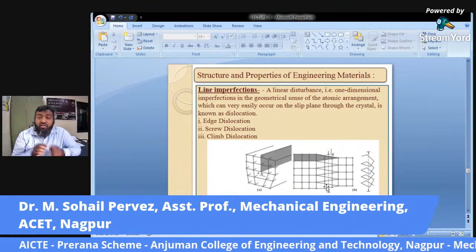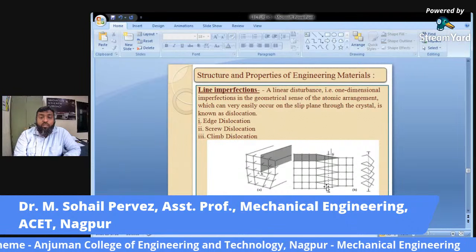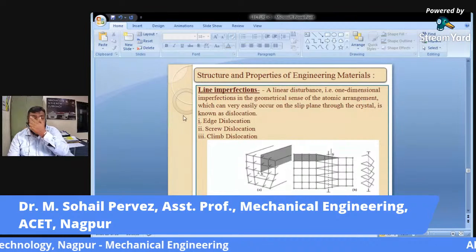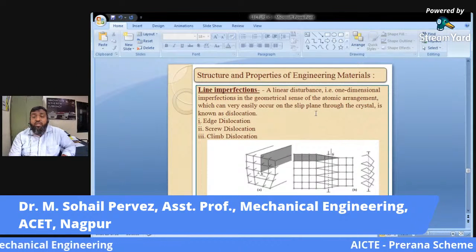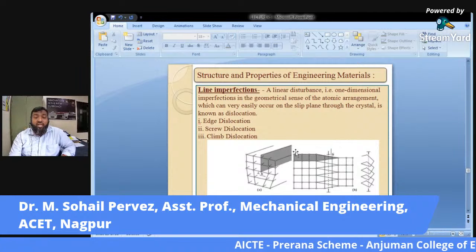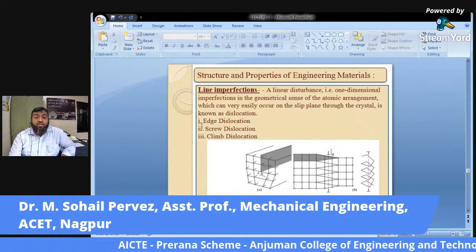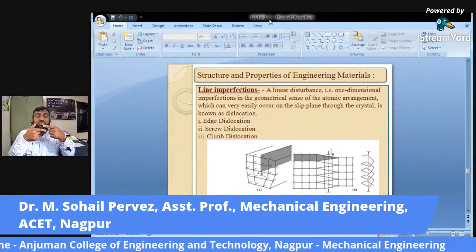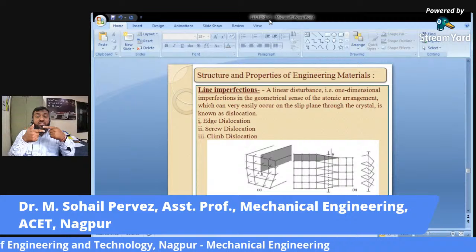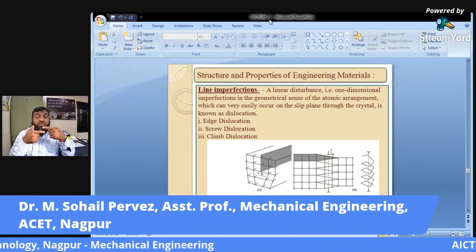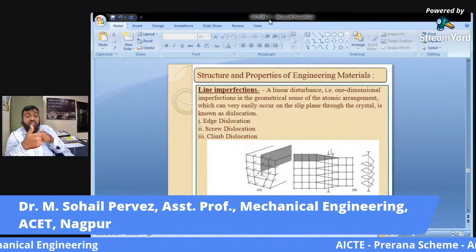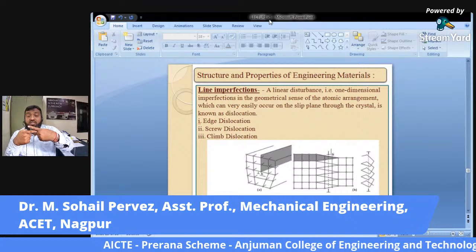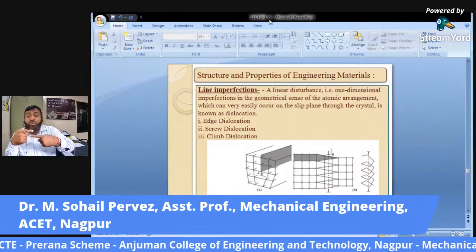Now please see, I was talking about line imperfection. A linear disturbance, a one-dimensional imperfection in the geometrical sense of atomic arrangement, which can very easily occur on the slip plane through a crystal, is known as a dislocation. So there is edge dislocation, screw dislocation and climb dislocation. When I say edge dislocation, this is edge to edge dislocation. The edge is dislocated from this point to this point.